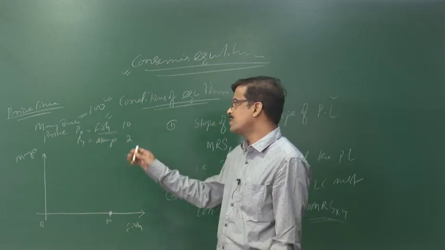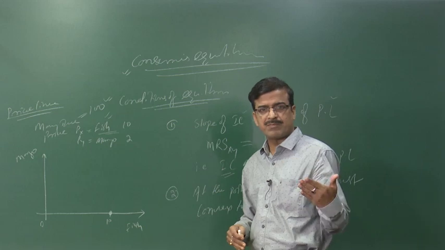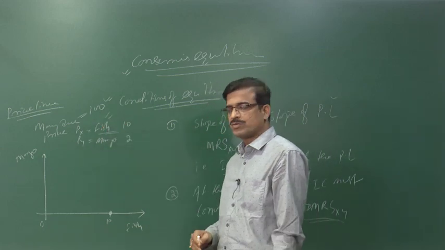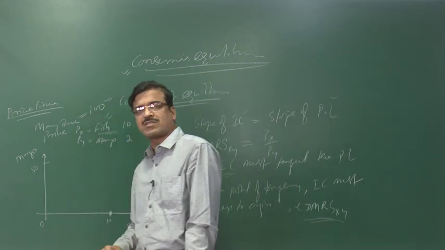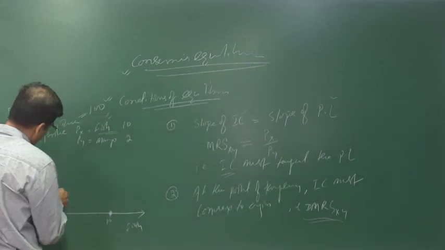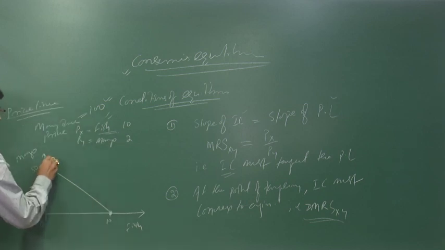Similarly, if we spend all his money income on mango, then how much mango are we able to purchase? Again 100 divided by 2, so 100 divided by 2 is 50. At most we are able to purchase 50 units of mango. Now when we join these 2 points, we find a particular straight line that is called the price line or the budget line.